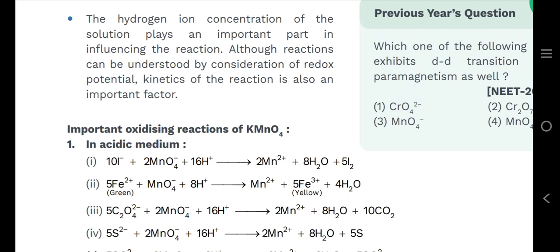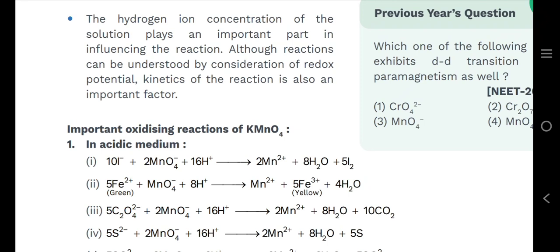KMnO4 is a good oxidizing agent in acidic, basic and neutral media. Half-cell reactions of KMnO4 in different media are given below. MnO4- plus electron gives MnO4 2-. MnO4- plus 2H2O plus 3 electrons gives MnO2 plus 4OH- ions. MnO4- plus 8H+ plus 5 electrons gives Mn2+ plus 4H2O.